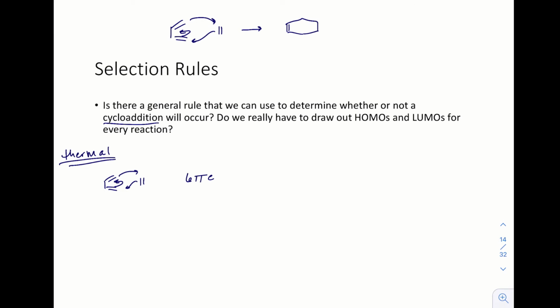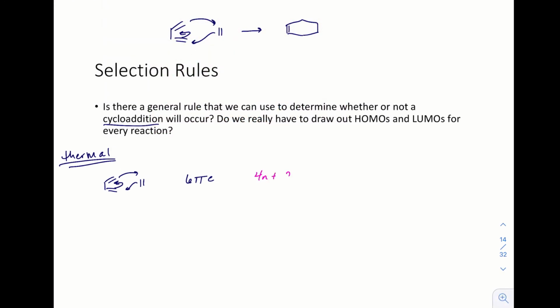4n plus 2. So for example, the Diels-Alder is thermally allowed. And you see there are 6 pi electrons. 6 pi electrons is an example of 4n plus 2. When that is the case, when there are 4n plus 2 electrons, then it will be thermally allowed.